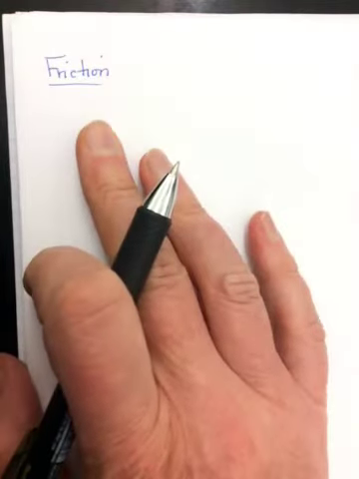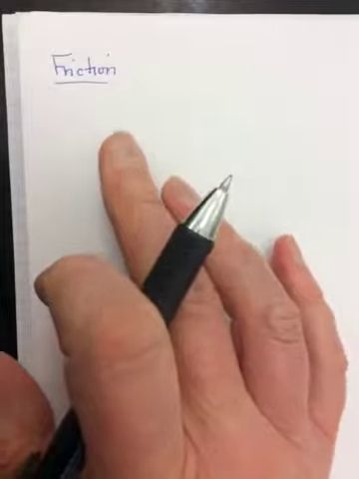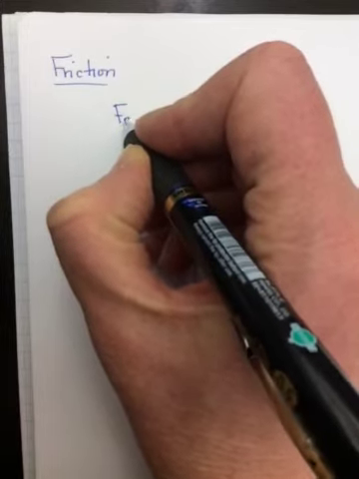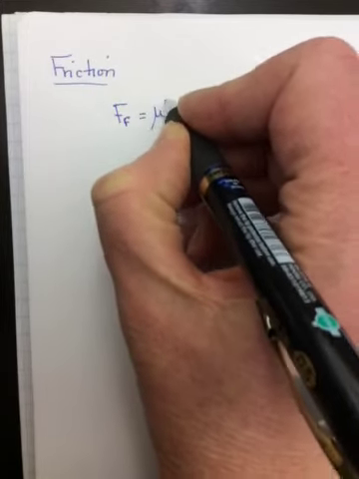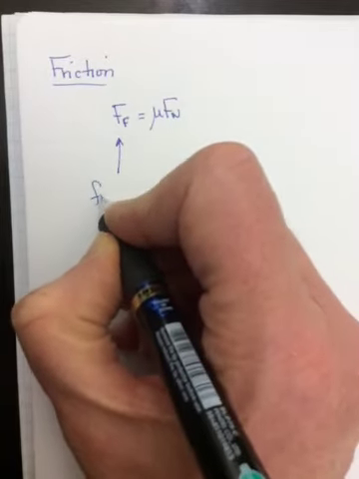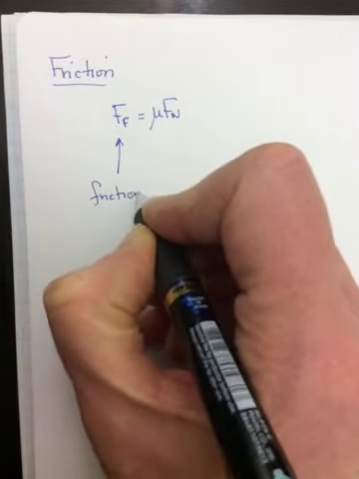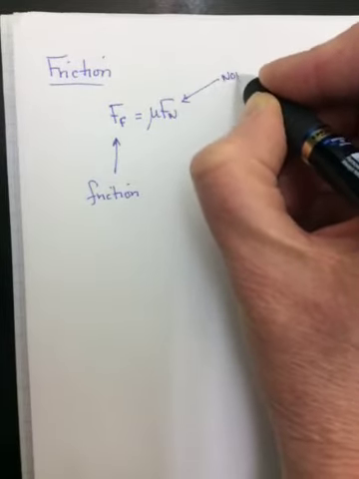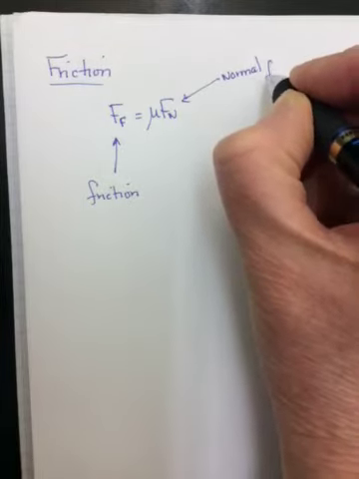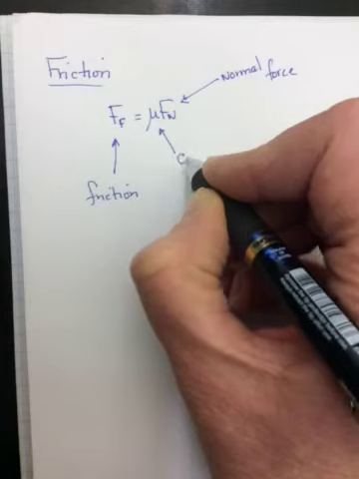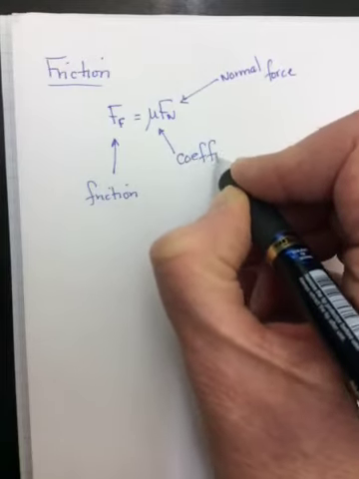Okay, so we were talking about friction in class the last time I saw you, but we didn't quite finish. We did get to the equation F_f equals mu F_n, where F_f is the force of friction, F_n is the normal force, and mu is the coefficient of friction.